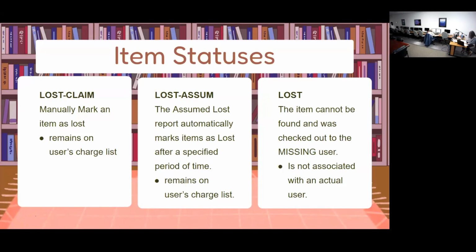And even though we're really close, I want to make sure if you needed to ask a question, you had the time. So you could walk through that, and lost is just saying, whoosh, it can't be found, and it got checked out to missing. Look at the slide, and you'll see on the left, the bullet says, lost claim, remains on the user's charge list. So it connects the user still. The lost on the right, that bullet says it is not associated with the actual user. That's the big difference there.